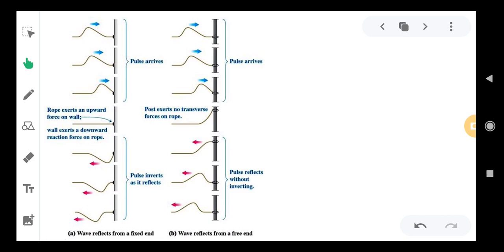First, the above diagram represents the wave moving in the forward direction.